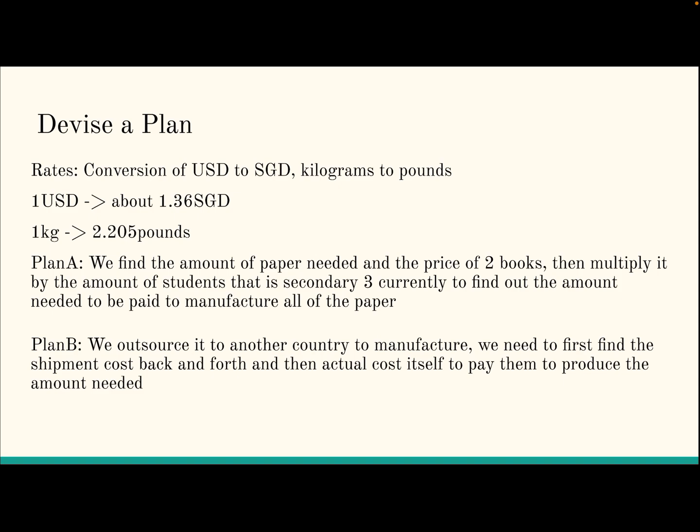For Plan A, we find the amount of paper needed and the price of 2 textbooks, then multiply by the number of students currently in Secondary 3 to find the amount needed to be paid to manufacture all of the paper. For Plan B, we outsource it to a different country to manufacture. Then we first find the amount, the shipping costs back and forth, and the actual cost itself.